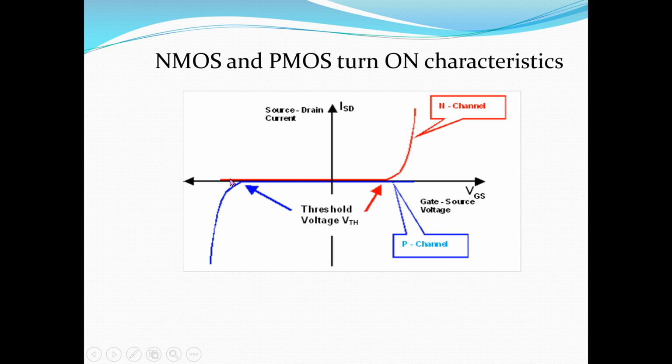This red line is the threshold voltage of an NMOS transistor, and this blue line is the threshold voltage of a PMOS transistor. This is the conduction phase of an N-channel MOSFET, and the conduction phase of a P-channel MOSFET. The characteristics are drawn against current IDS and VG. It's the IV characteristics of a transistor, which tells about the turn-on situation of a transistor.